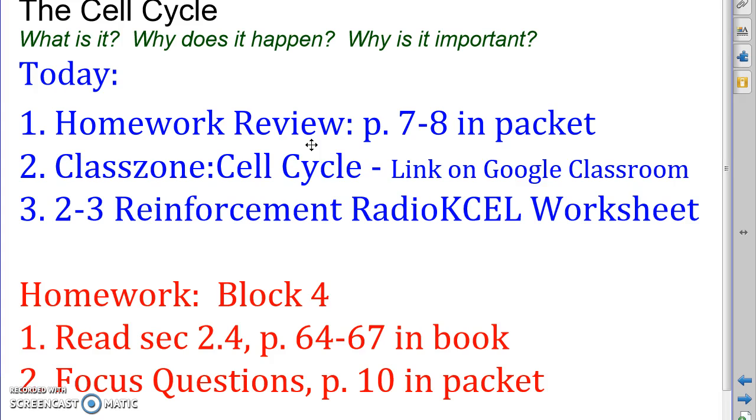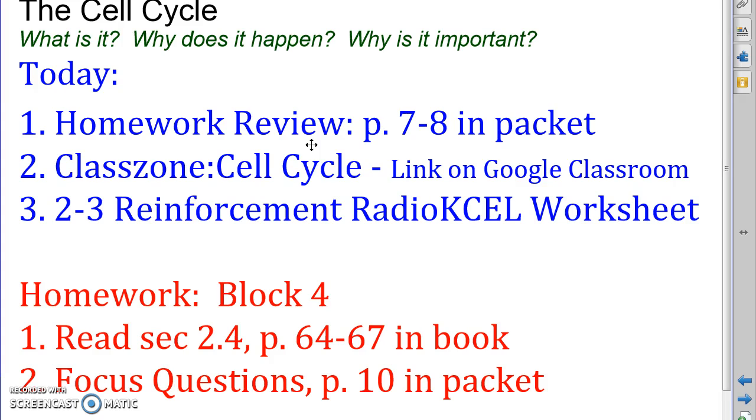One is a link that I've put on Google Classroom for you, which gives you a nice true view of how the cell actually appears in all of those stages of the cell cycle where the cell is trying to divide from one cell to two. The second thing that I have is the handout that you picked up on your way in that's titled Chapter 2.3 Reinforcement Radio K Cell. It's kind of a fun way to look at the descriptions of the cell cycle and mitosis. So it's a good activity to have you do in class.